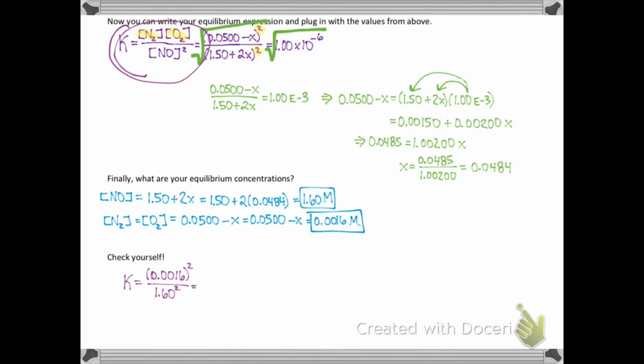So when I plug those in, gloriously enough, I get 1 times 10 to the negative 6th. Which is good, because that is exactly what my equilibrium constant was equal to. So that is a really good sign. It will not always be quite that perfect. Sometimes with the inevitable rounding, it will be a little bit off, but it should be close enough.